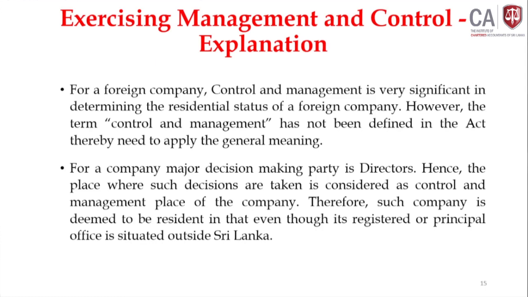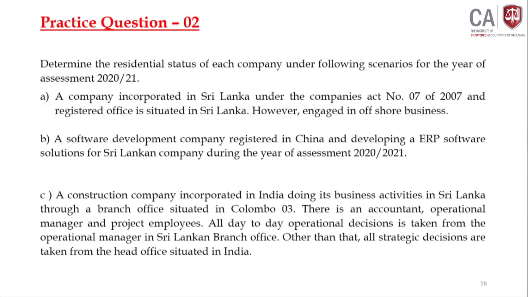Okay. Then we will come to the question with an explanation of how to determine the residential status of the company. Like what we have done for the individual, we will now discuss the question of companies being resident or non-resident. Determine the residential status of each company under the following scenarios for the year of assessment 2021. As all of you know, for the June 2021 examination, your testable year of assessment is 2021. Then we will come to the first scenario. First, second and third scenarios I will explain, and we will move to the answers.